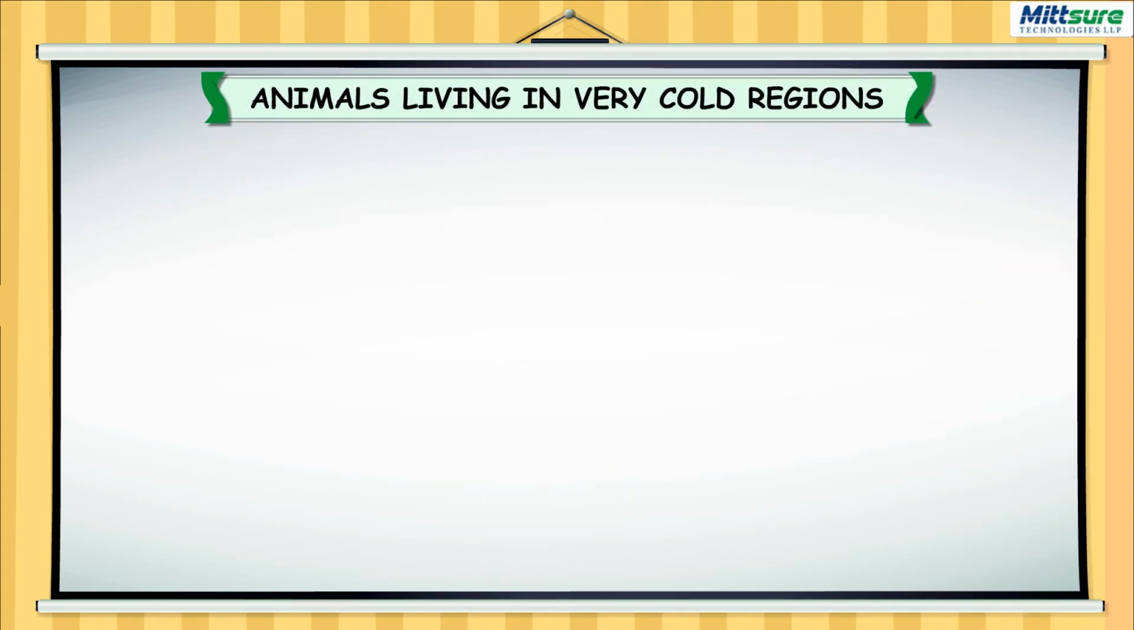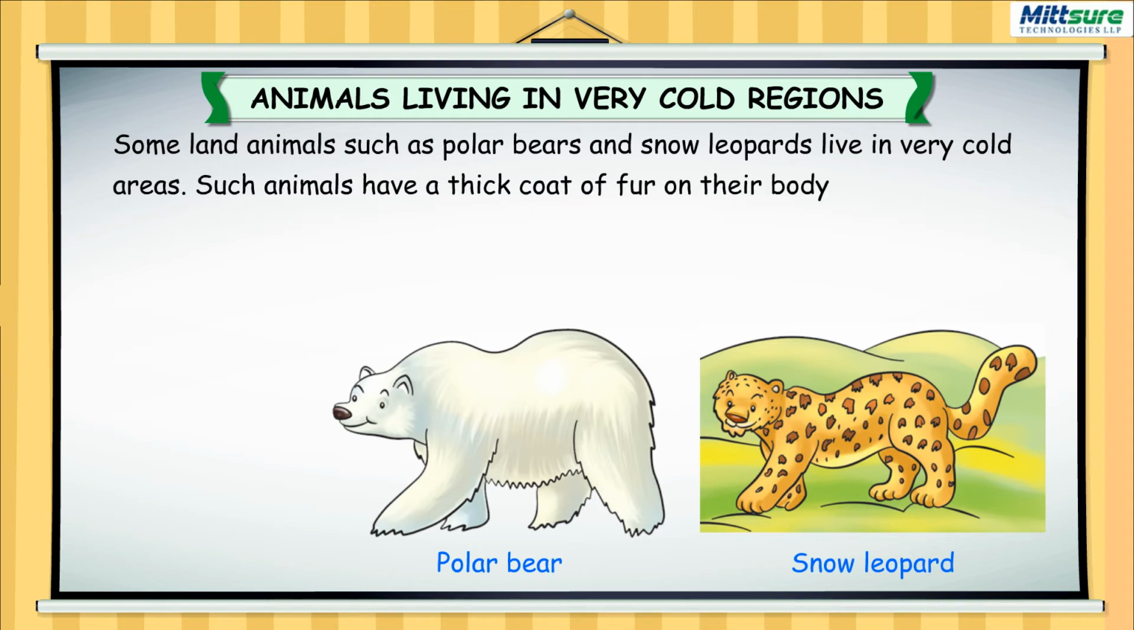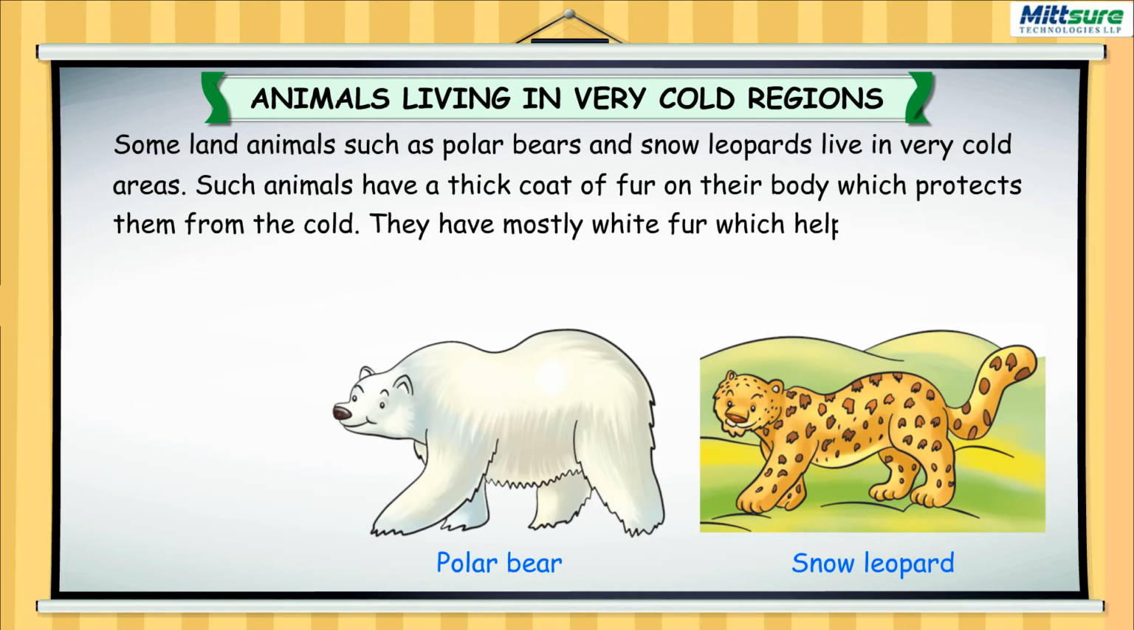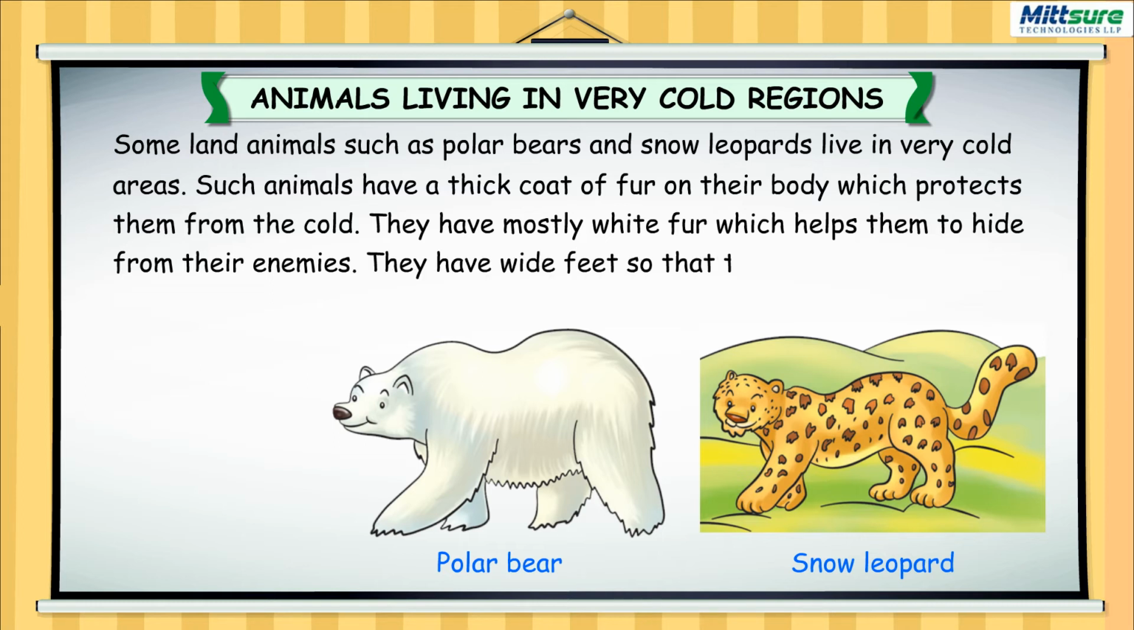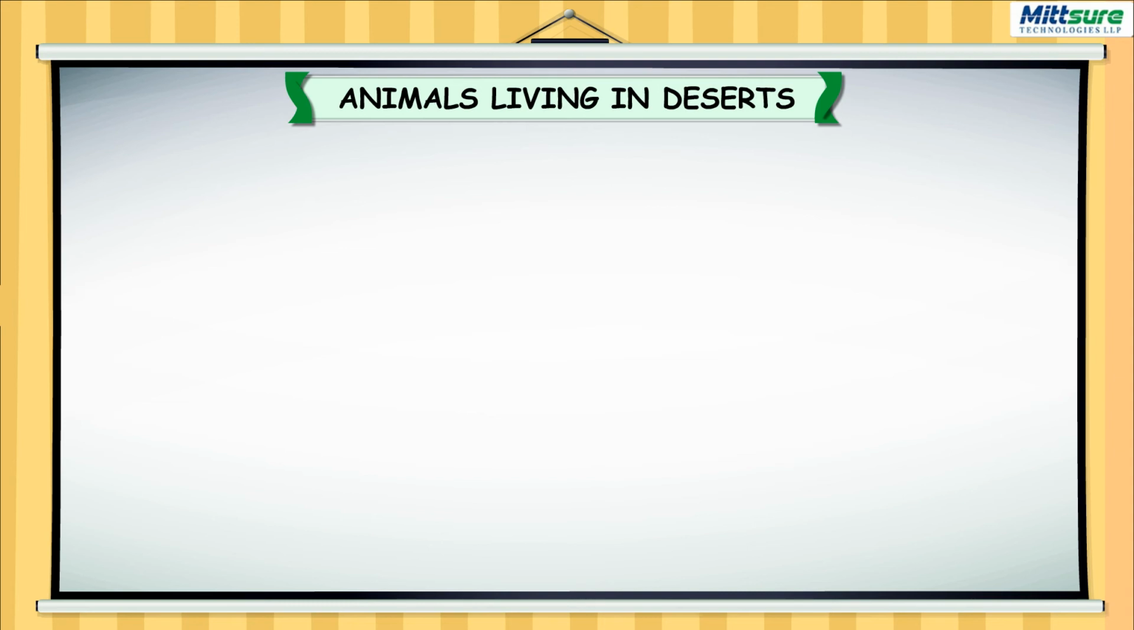Animals living in very cold regions. Some land animals, such as polar bears and snow leopards, live in very cold areas. Such animals have a thick coat of fur on their body, which protects them from the cold. They have mostly white fur, which helps them to hide from their enemies. They have white feet so that they do not sink in the snow. Many of these animals fall into a long sleep during winter. This is called hibernation.